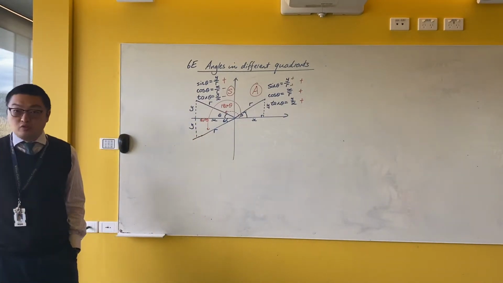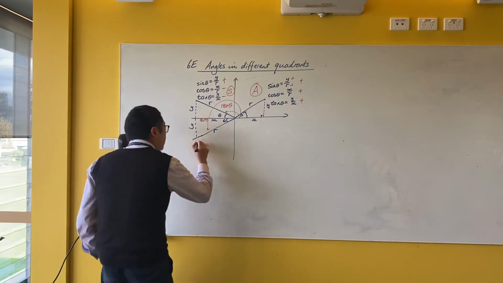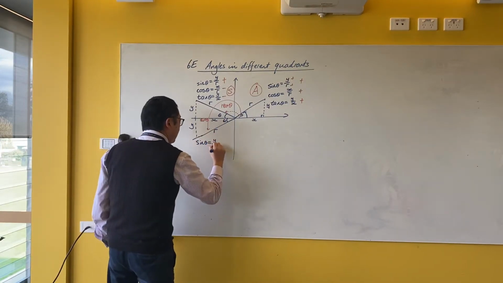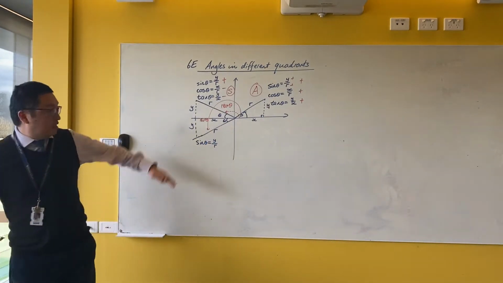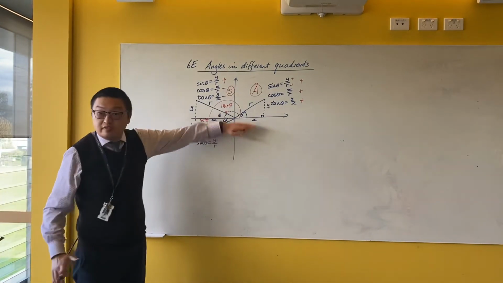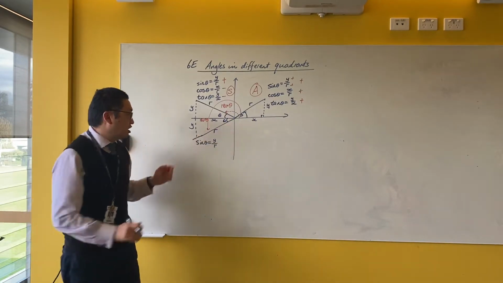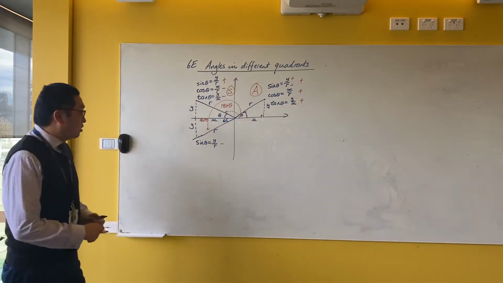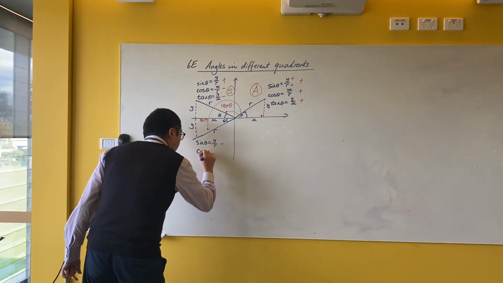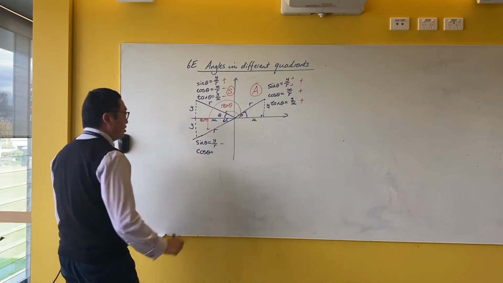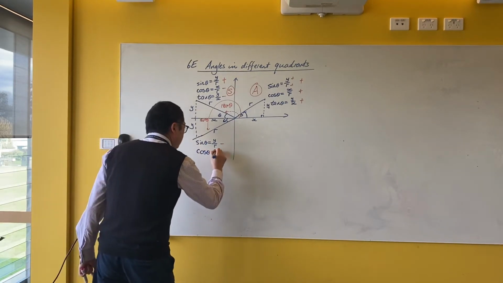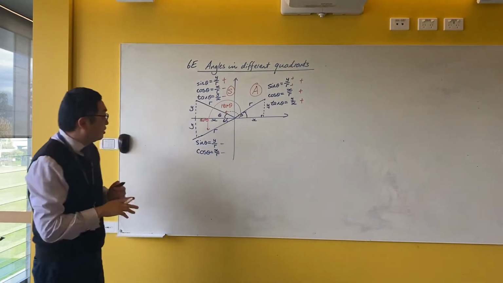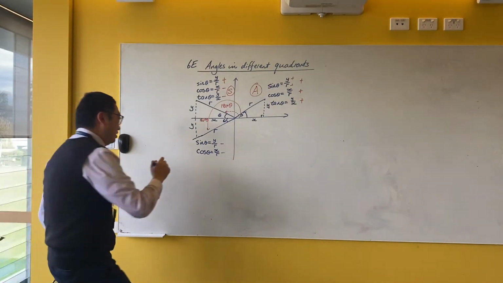I'm moving to the third quadrant now, right? So let's have a look. Sine theta is equal to y over r. Y is on this part, which is negative. Negative over positive is negative. Follow? Cos theta. Cos theta is x over r, right? Negative. Check. Okay, tan theta.